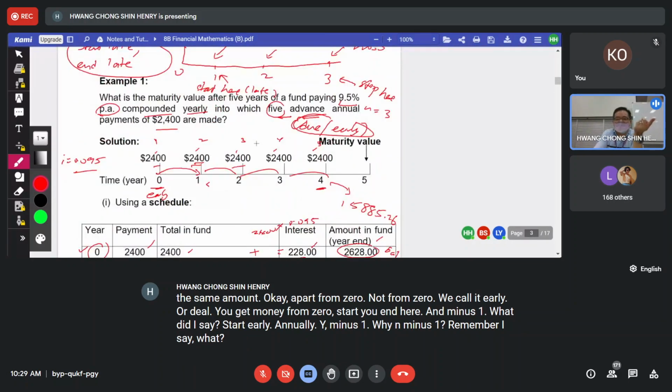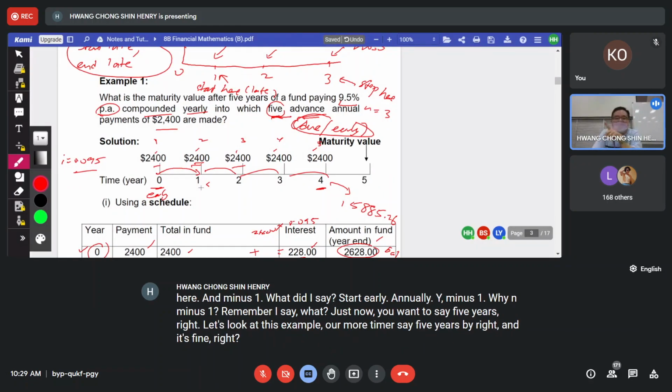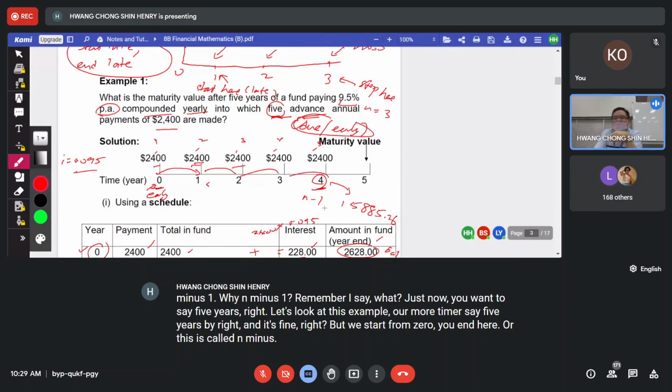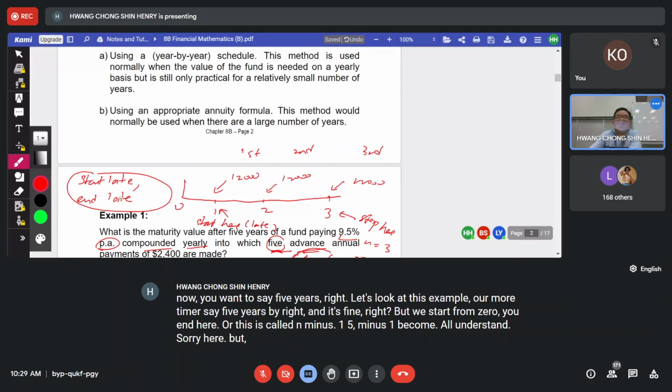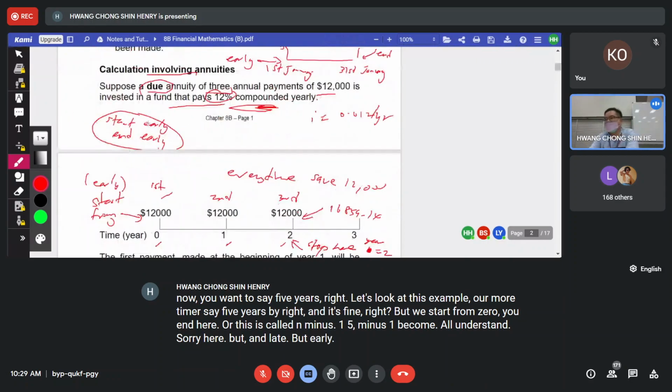Just now you want to save 5 years, right? Let's look at this example one more time. Save 5 years, by right, n is 5, right? But we start from 0, you end here, 4. This is called n minus 1. 5 minus 1 become 4. Understand? So I say here, start early and end early.